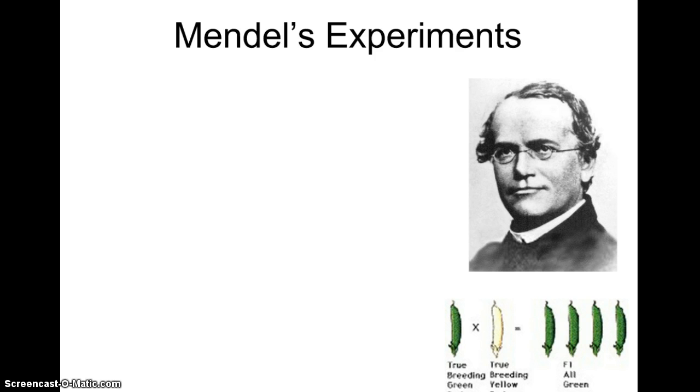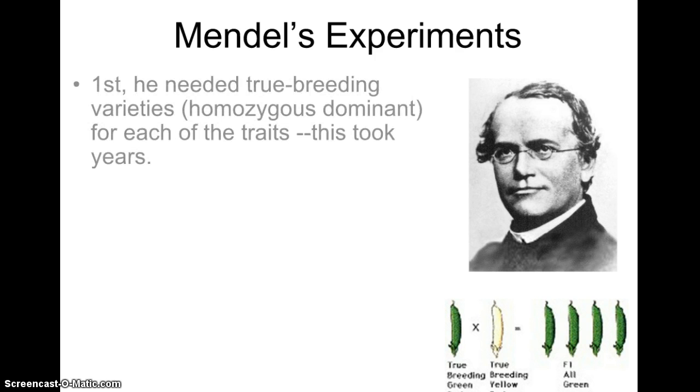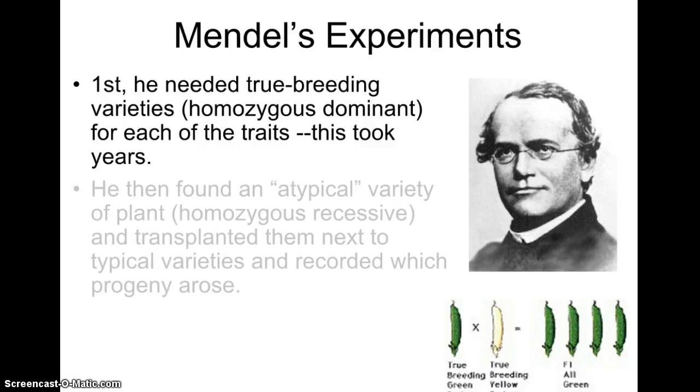And here's a little overview of his experiments. First, he wanted to create sort of purebreds or true breeding varieties. Remember when we talked about homozygous? So he wanted them to be homozygous dominant for every trait, and this took years because he didn't want any random recessive ones.